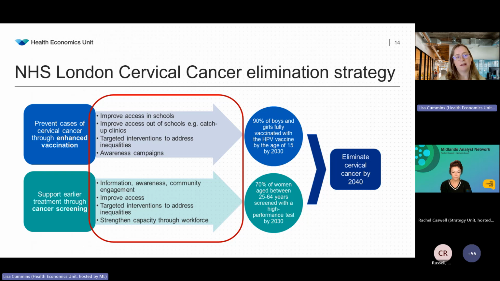We weren't evaluating the impact of these specific interventions or initiatives. Our evaluation was focused on the potential impact of the value of the investment in achieving these targets, and then also eliminating cervical cancer.